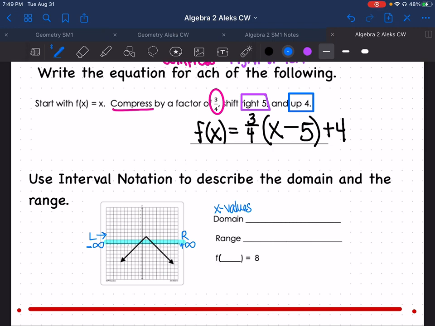Now, that is only true if your graph contains arrows. If your graph does not contain arrows on the ends, then it's not continuing forever, and you just need to read it from point to point. Okay, I'm just reminding myself that negative infinity is on the left side and positive infinity is on the right.